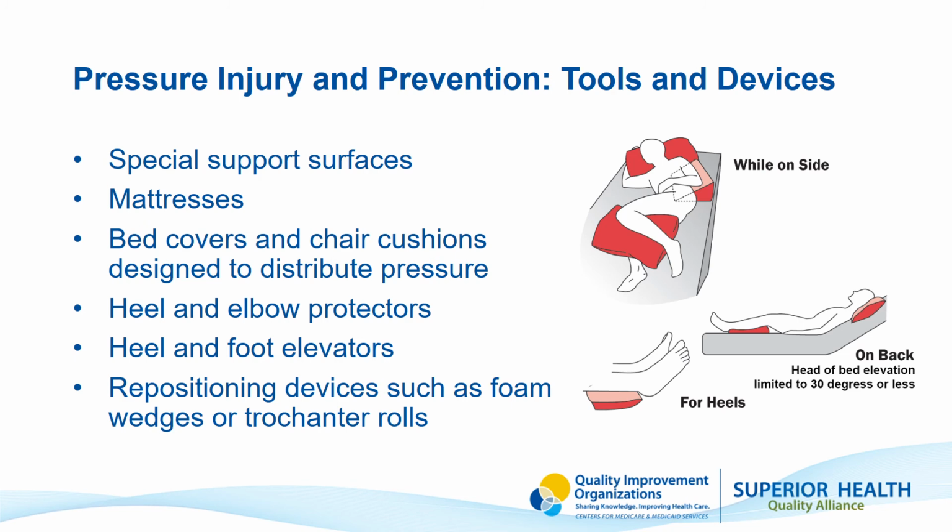The following tools and devices are pressure-reducing or eliminating devices used in pressure injury prevention and include special support surfaces, air and other specially designed mattresses, bed covers and chair cushions designed to help reduce and distribute pressure evenly, heel and elbow protectors, heel and foot elevators, and foam wedges or trochanter rolls. These are repositioning devices to facilitate good body alignment.